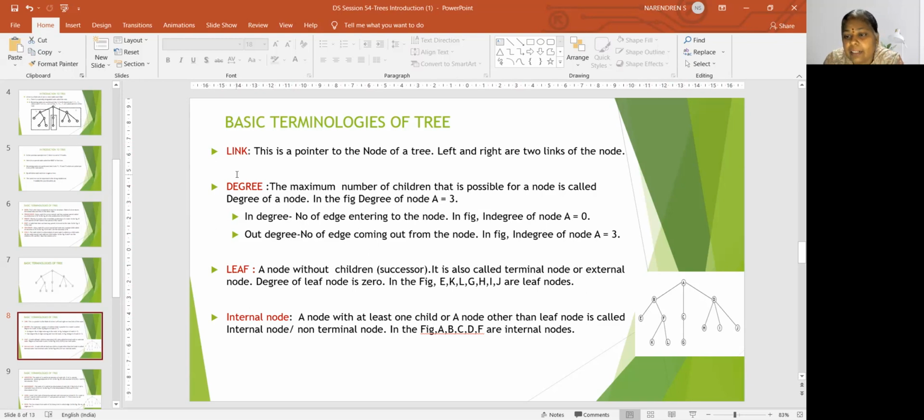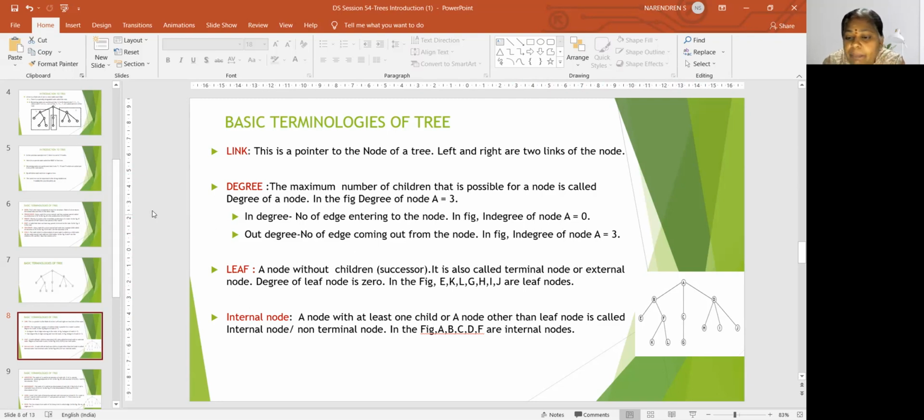In degree itself, we divide it into two types. One is the in degree, another one is the out degree. What do you mean by the in degree? The number of edges entering into the node. In that picture, the in degree of A is 0 because A is a starting node. Nothing is coming into A. From A only, many nodes are going out. That's why the in degree of A is 0.